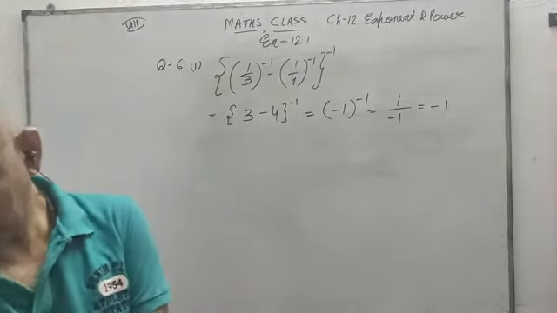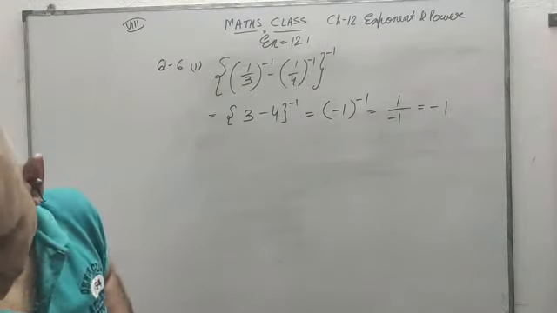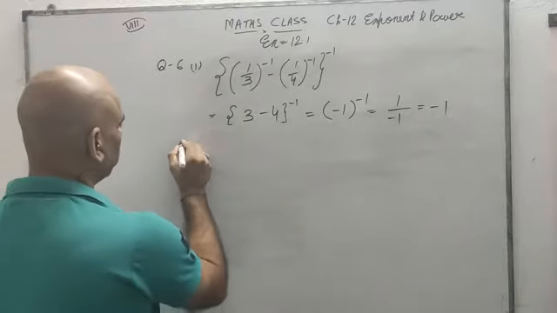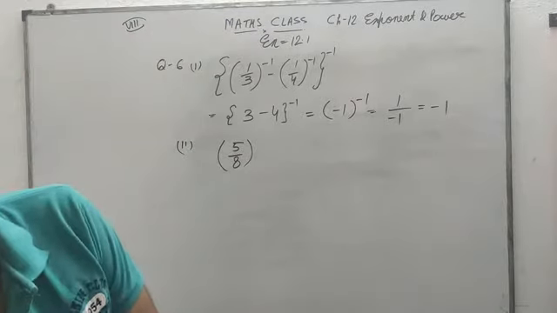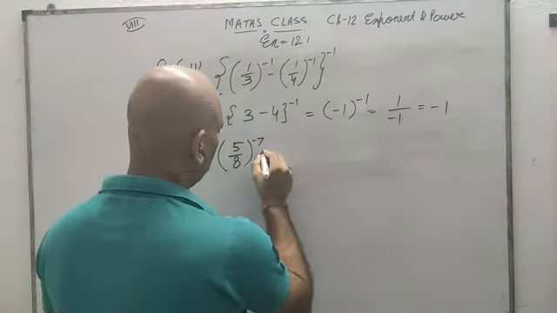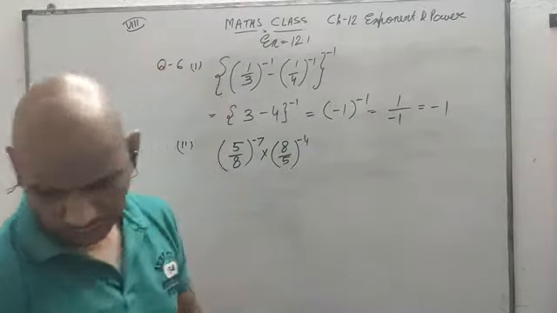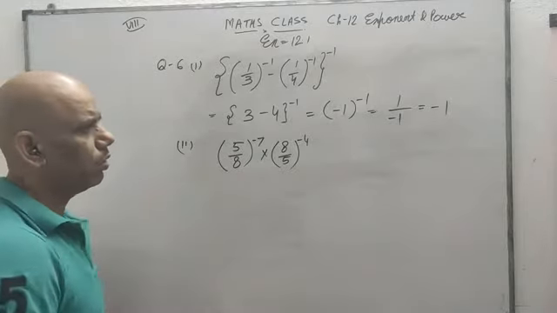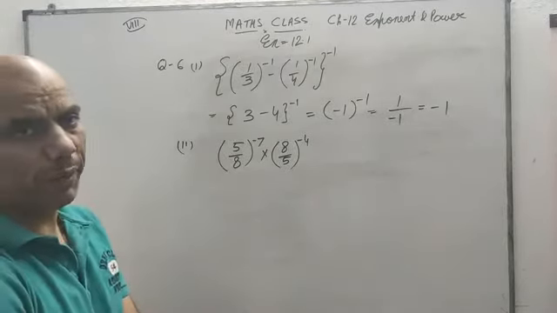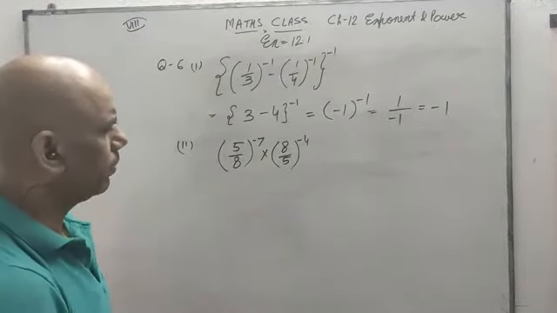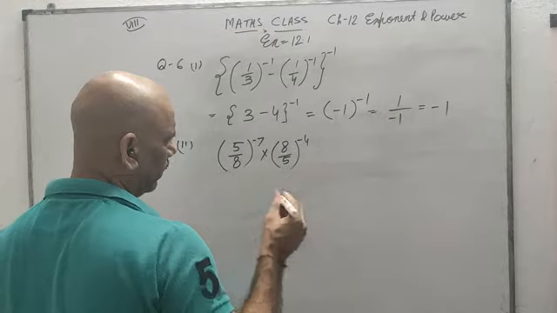So this way the answer of this question will be negative 1. Now come to the second part of it. The second part is asking 5 by 8 to the power negative 7 and 8 by 5 to the power negative 4. Now in this question there is a trick. Look, if we make both of them positive, then the question will go long. Let us do it like that also. That way also it is not bad.